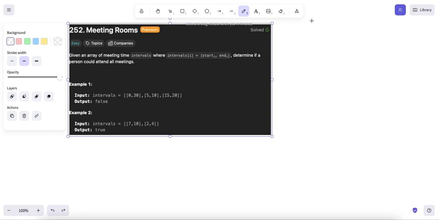Hey everyone, today we're going to be going over LeetCode problem 252, meeting rooms. This is another problem off the Blind 75 list, which is a list of problems commonly asked during technical interviews.